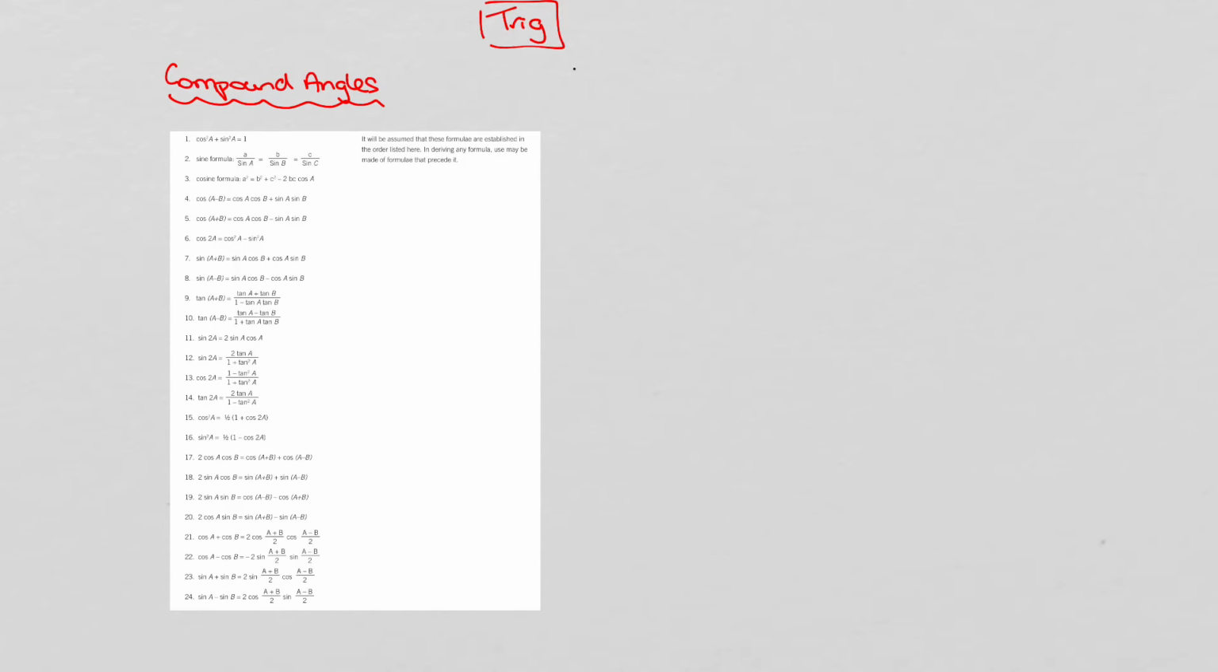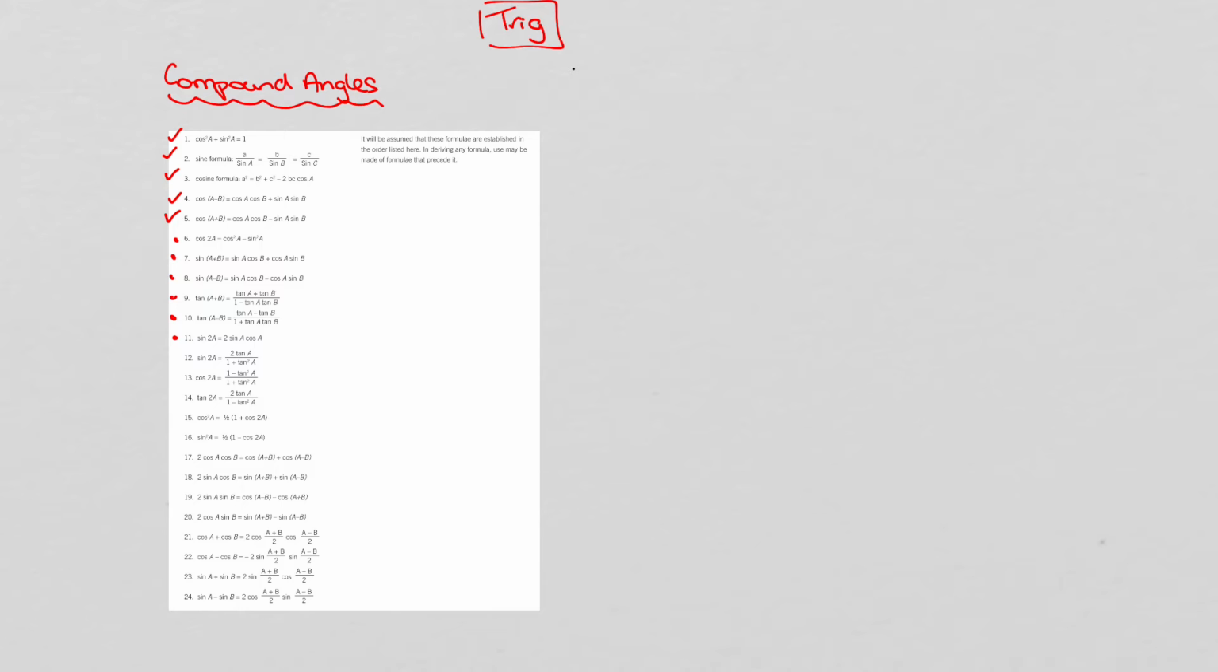Trig compound angles. In our last video we proved cos of A minus B and cos of A plus B, and we had already previously done cos squared A plus sine squared A equals 1, the sine formula and the cosine formula. So today what we want to look at are formulas 6 to 12. We're going to stop at 12.